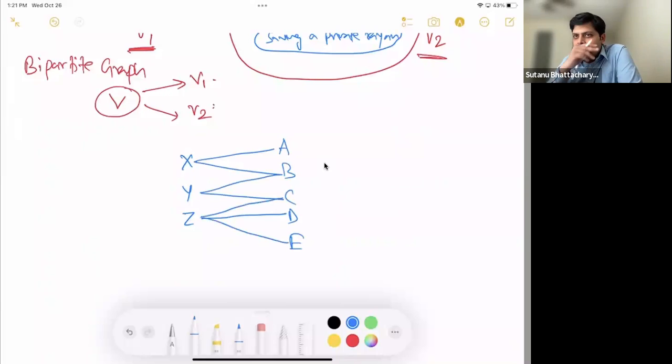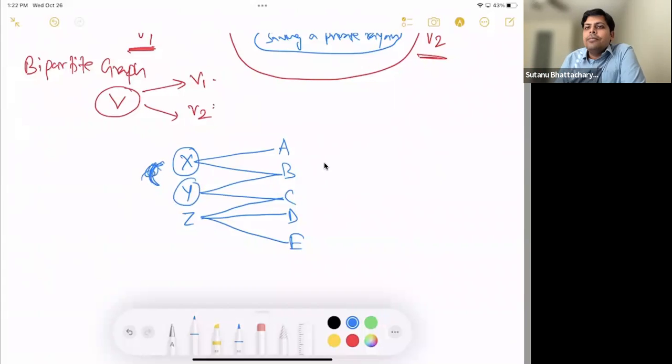Now, just think you are the department chair. So you need to assign each course to a particular faculty, right? It's not possible that this faculty will teach this faculty. A faculty will teach a subject or course. So there should not be any edge between two faculty members.